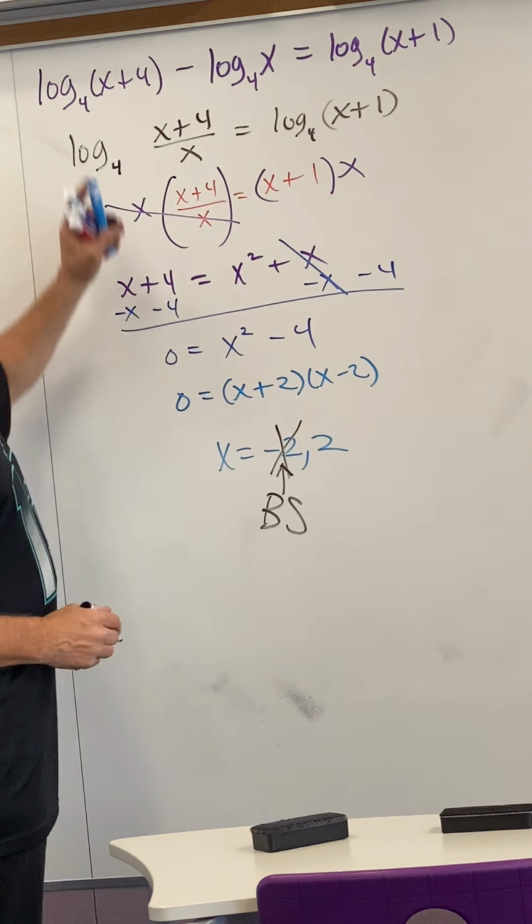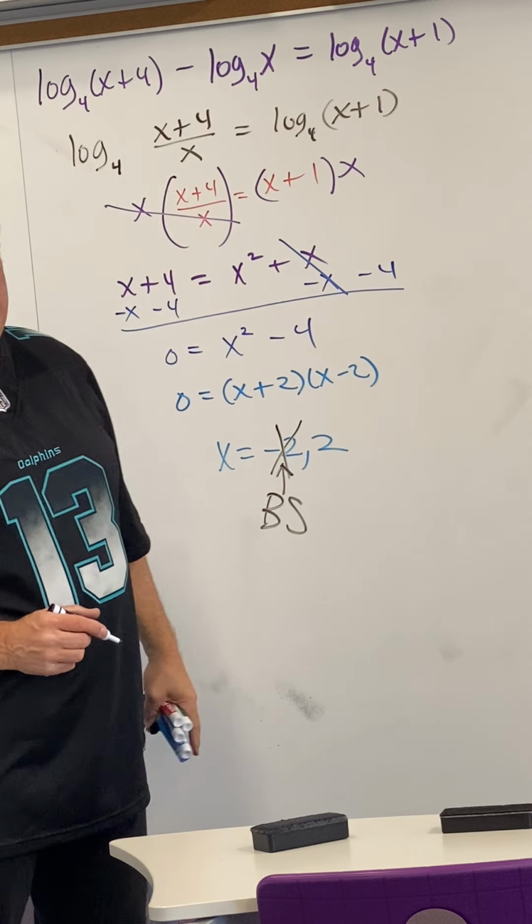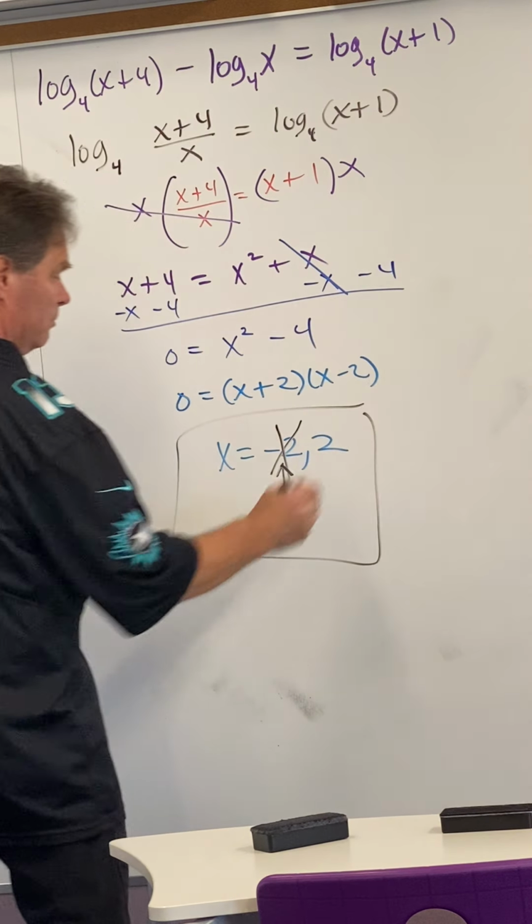And then how about positive 2? 2 plus 4 is 6, that's good. 2, that's good. 2 plus 1 is 3, that's good. They're all positive. So 2 is a good solution.